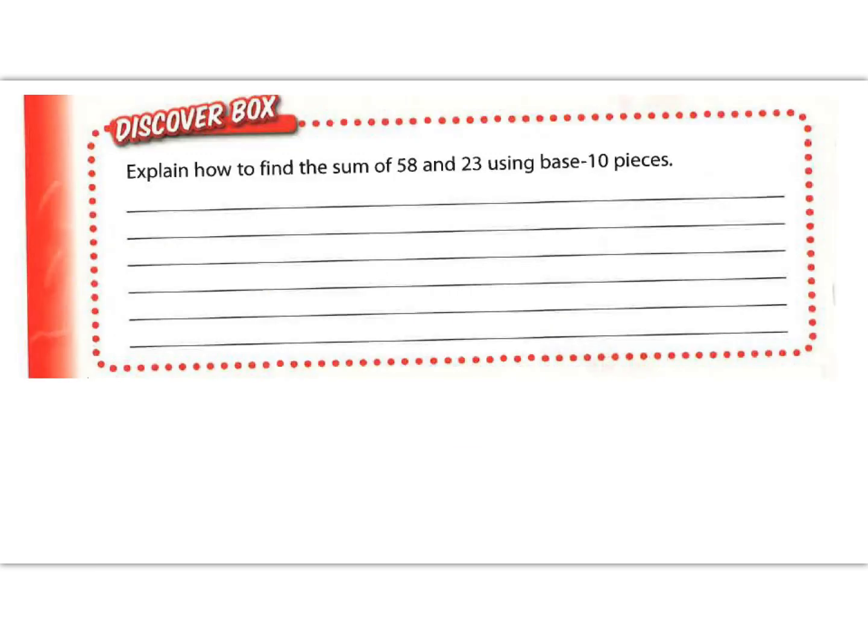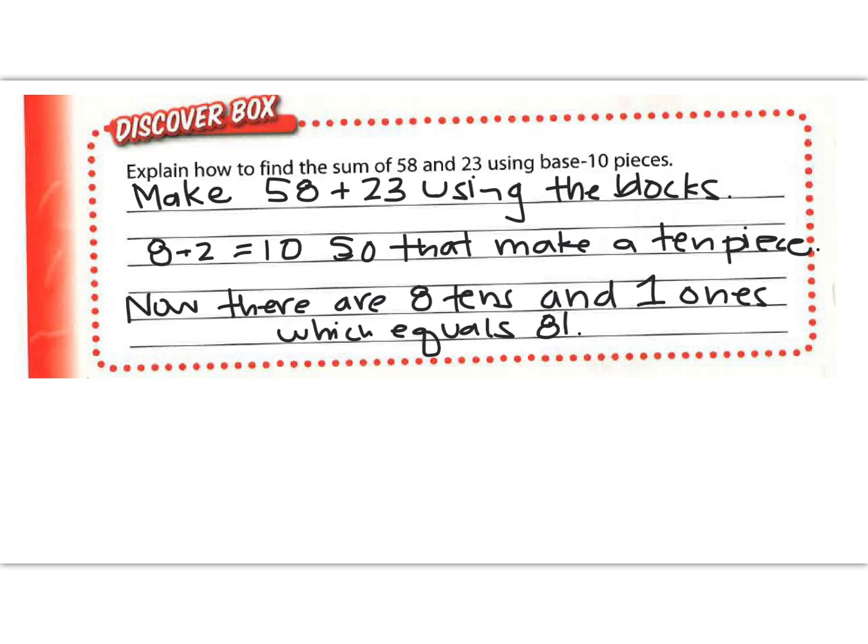So that's how we did that, and I will write this out, and then you can pause and write it yourself. Okay, so what I wrote: make 58 plus 23 using the blocks, and then you have to do the ones. 8 plus 2 equals 10, so that makes a 10 piece. So now there are 8 tens and 1 one, which equals 81.